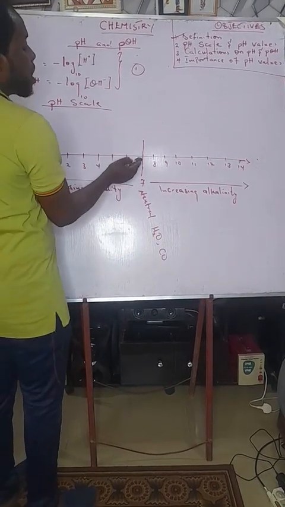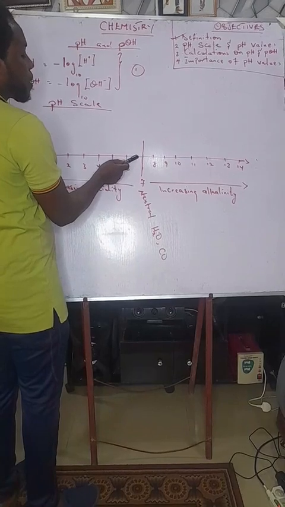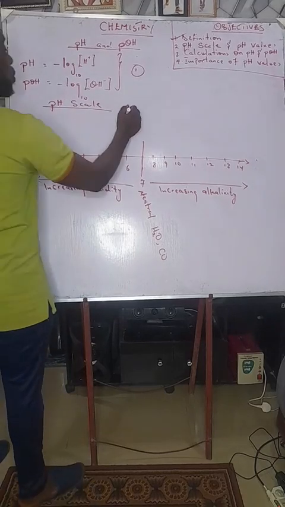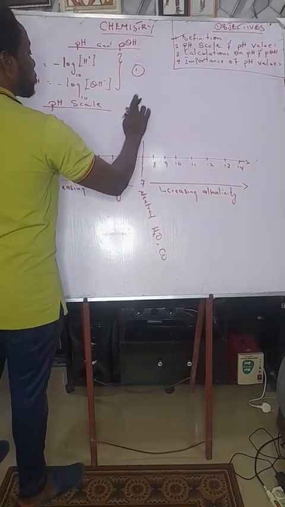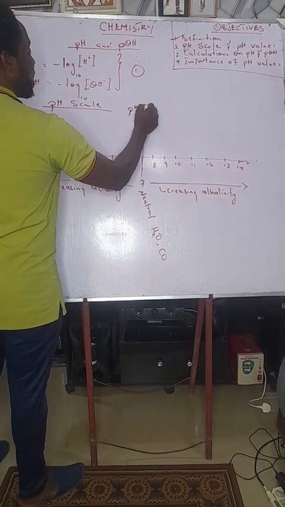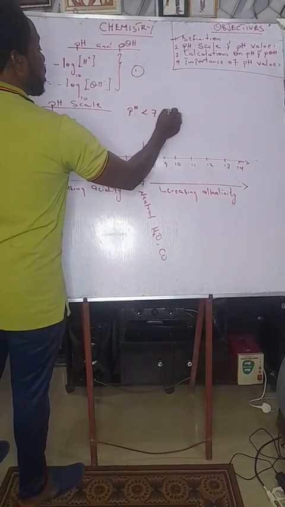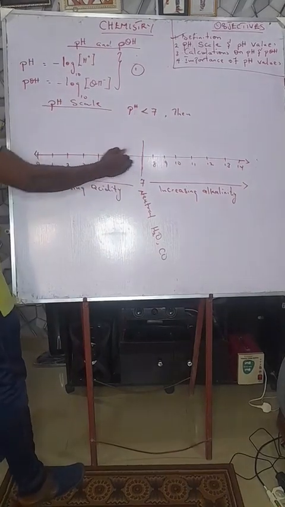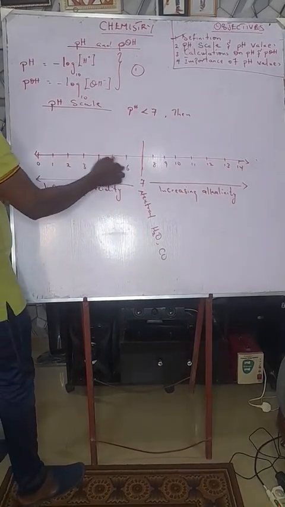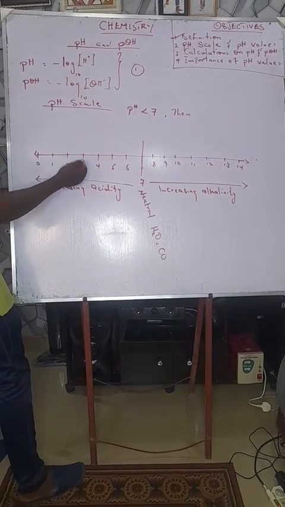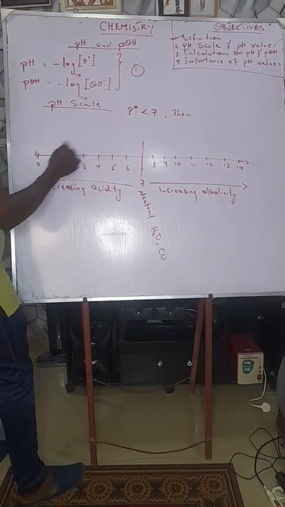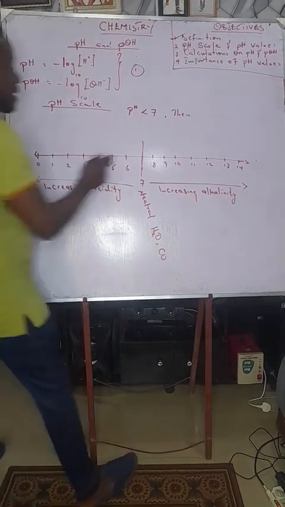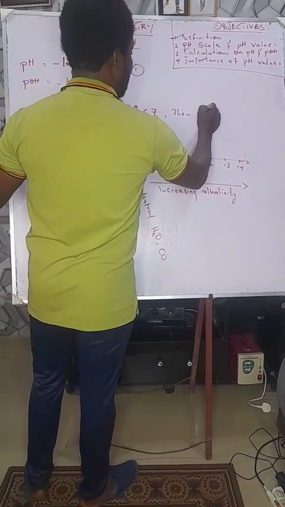Now, when your pH value is less than 7, meaning a value that starts from 6, 5, 4, 3, 2, 1, 0, you can have 2 point something, 1 point something, 3 point something, 4 point something. That means it is acidic.